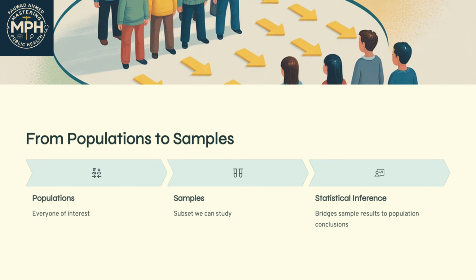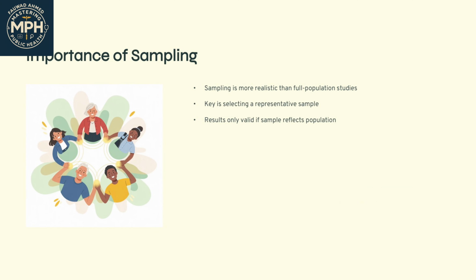Second is, why samples matter. In an ideal world, we could study an entire population. But in reality, that's not possible. Instead, we study samples, smaller, manageable groups, and use them to draw conclusions about the broader population. This is the essence of statistical inference. If the sample is carefully selected, the results can accurately reflect the truth about the population. For example, if we want to know how many adults in the US have cardiovascular disease, we don't test all 300 million people. We test a sample and make an estimate. The key is making sure the sample is representative.